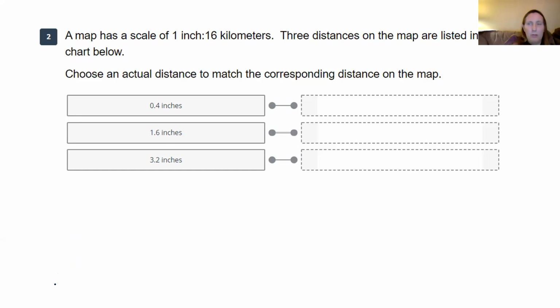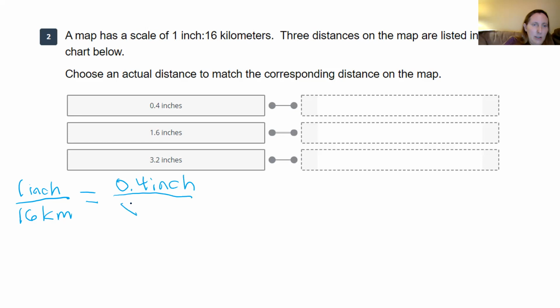Okay, and so we have 1 inch equals 16 kilometers, right? And I'm going to set that equal to 0.4 inches, right? Now I need to know how many kilometers, so I'm going to use cross products to solve. Well, 1 times x here is equal to x, or 1x, but you don't really need the 1.